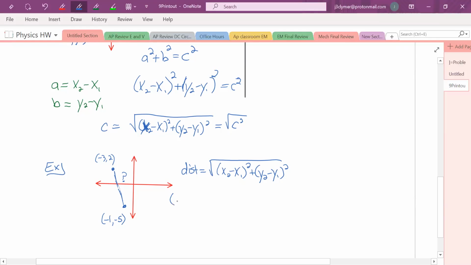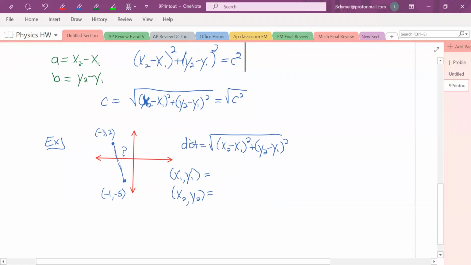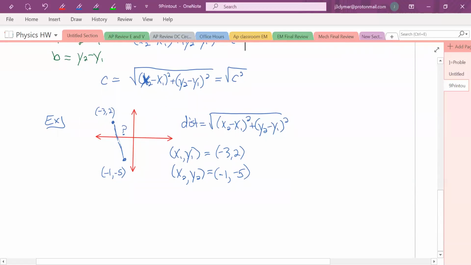So maybe I should identify that ahead of time. Which one is x1, y1, and which one is x2, y2? It does not matter, and the reason why it doesn't matter is because they're squared. So even though we're subtracting, we end up squaring it. We're just looking for a distance. So let's just randomly choose (-3, 2) as our x1, y1, and then the other one, (-1, -5), as our x2, y2. So our first point will be the one that's up higher, and our second point is the one that's a little lower. And you could have done it the other way. You just have to stay consistent. That's why it's good to write down which one's x1, y1, and which one's x2, y2.